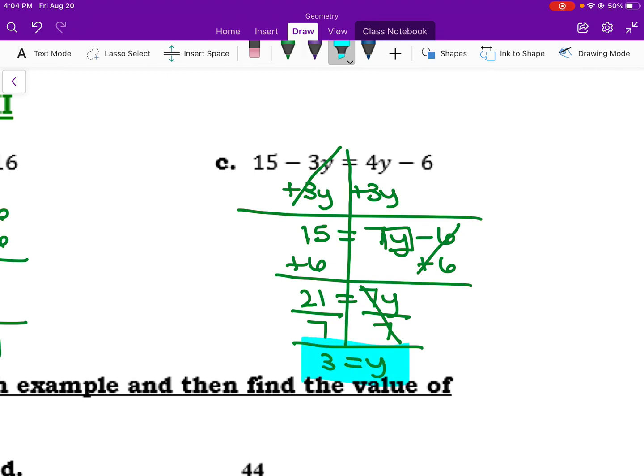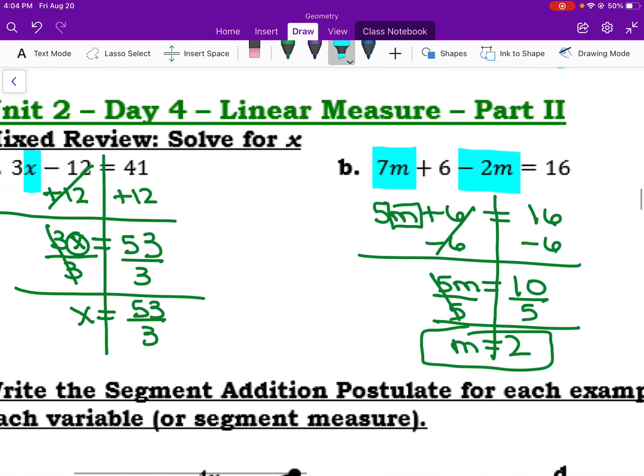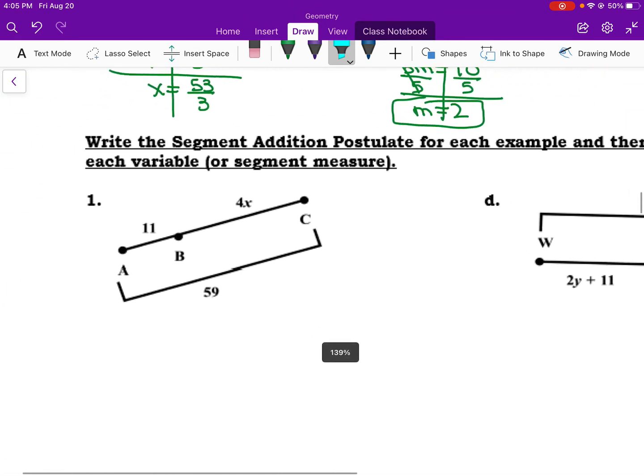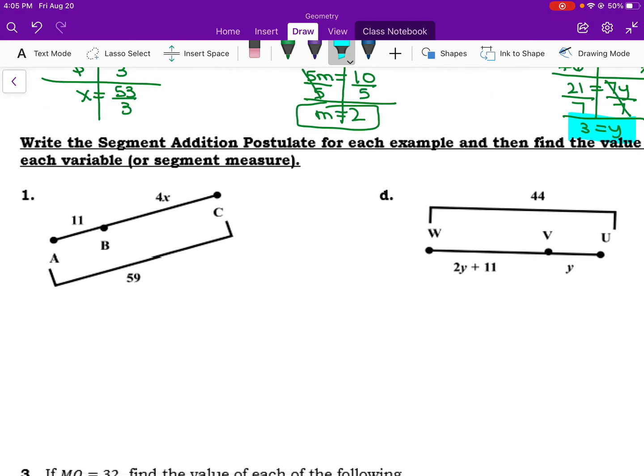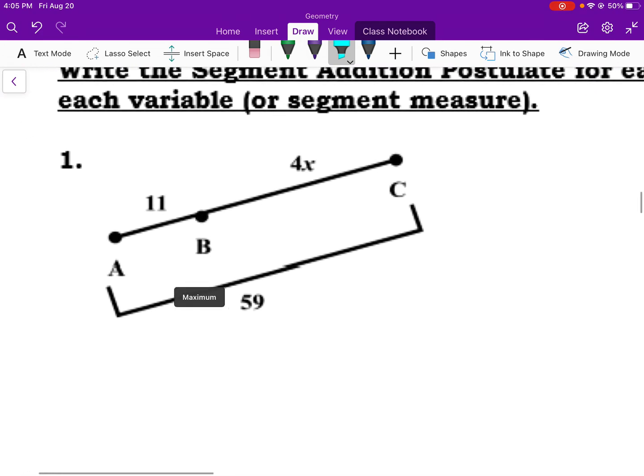So a little bit of mixed review with algebra, just to set the stage for what we're doing with our geometry today. We want to write the segment addition postulate from yesterday for each example, and then find the value of the variable, or the segment measures.